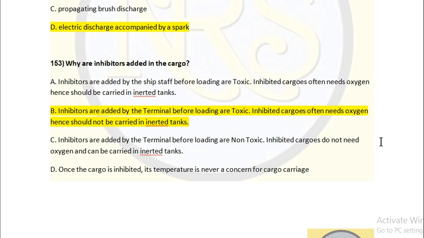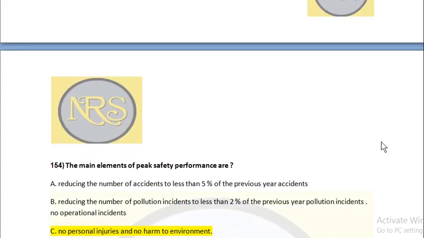It should not be carried in inerted form, because if there is no oxygen available for the cargo, the inhibition process will be defective or not effective. So inhibited cargoes should be carried in non-inerted form. Normal atmospheric condition we have to carry it in order to maintain its state with the help of oxygen. So question number 153, option B is correct answer.